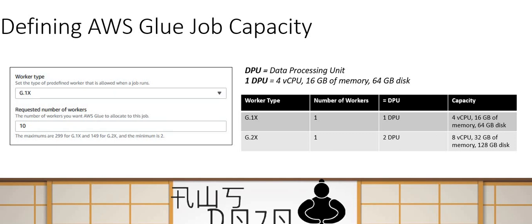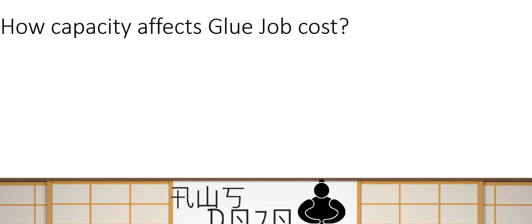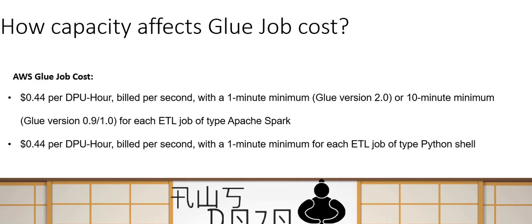Now, how does this convert into a cost? Let's try to understand how costing works, and I'm going to give two examples here in fact. The way cost works is you pay 44 cents per DPU hour, and if you're using Glue version 2.0, then the minimum billing is for 1 minute. That means even if you're running a Glue job for 30 seconds or 45 seconds, it's still going to bill for 60 seconds. And after that, your billing is per second.